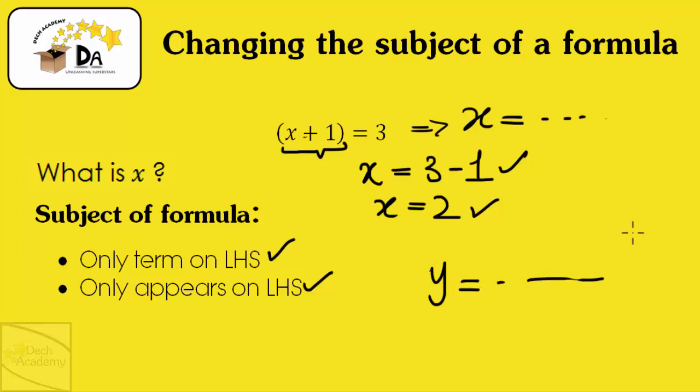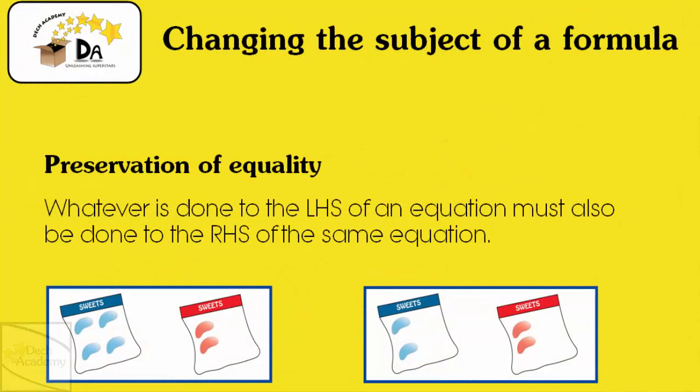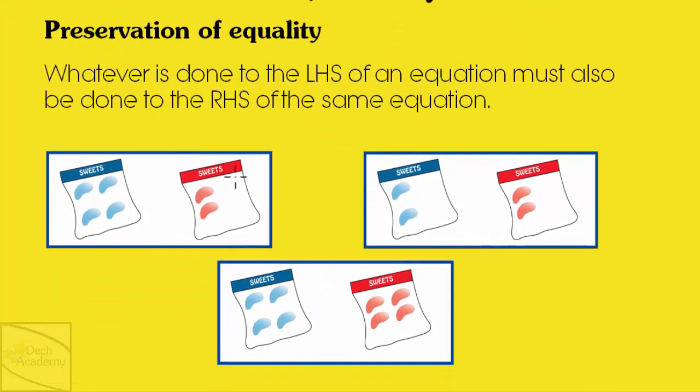So that's the concept. Now the next thing we're going to look at is the concept of preserving the equality of an equation. As you know, an equation is a statement that says a term is equal to another term, or a bunch of terms is equal to a bunch of terms. That's what an equation is. So what do I mean by preserving an equality? Whatever is done to the left-hand side of an equation must also be done to the right-hand side of the same equation.